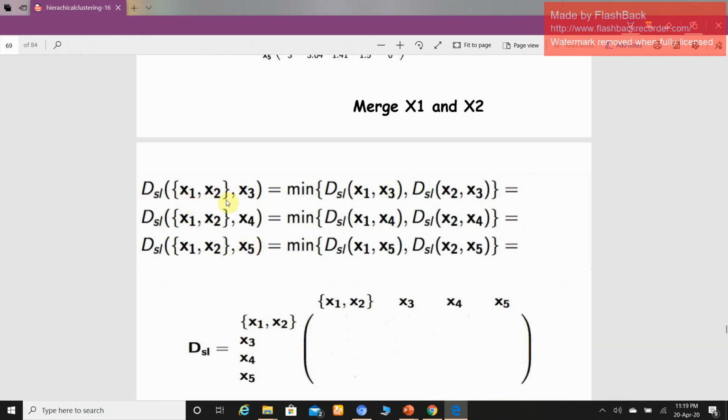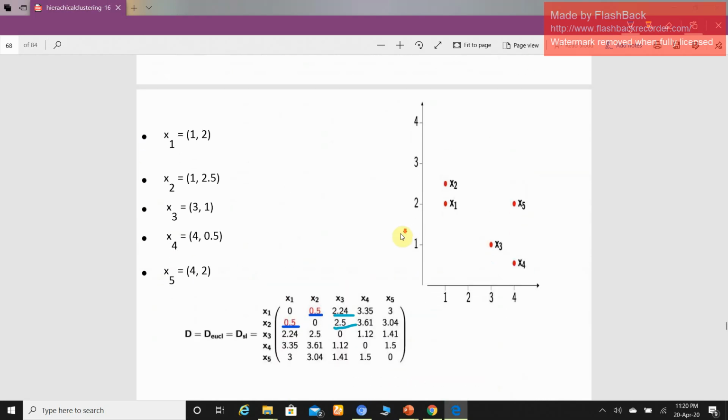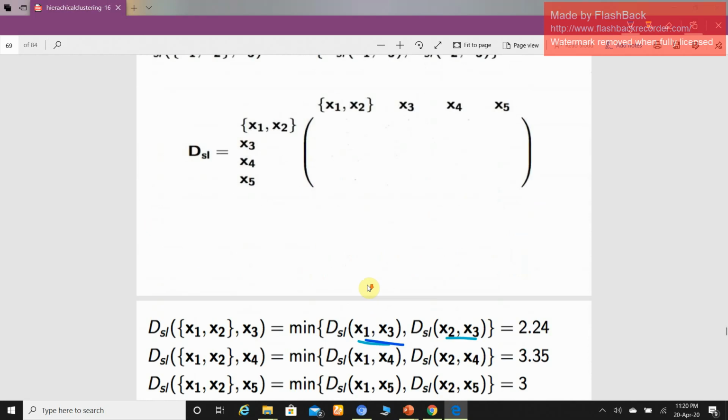So the minimum distance of x1, x2 with x3 means the minimum of the distance between x1, x3 and the distance between x2, x3. The minimum of these two distances is assigned to this one, right? So now calculate the minimum distances. What is the minimum distance? x1, x3 is 2.24. And x2, x3 is 2.5. Which one is the minimum distance? 2.24 is the minimum distance.